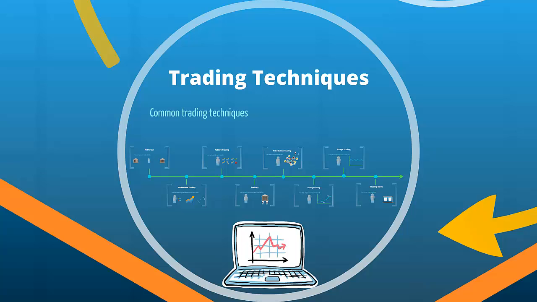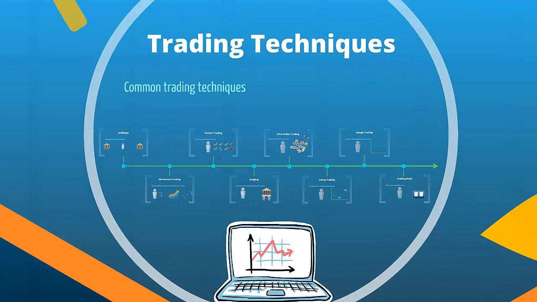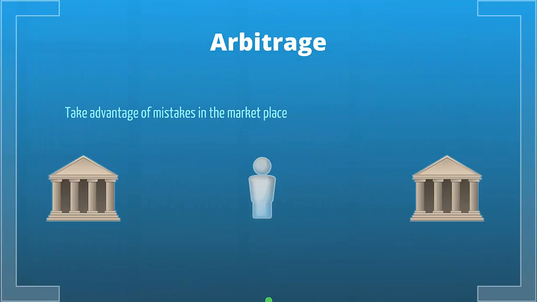So now let's take a look at some common trading techniques. And each of our 4 trader types that we talked about can use one or more of these common strategies to profit. So first, we have arbitrage. And arbitrage is when a trader takes advantage of mistakes in the marketplace.